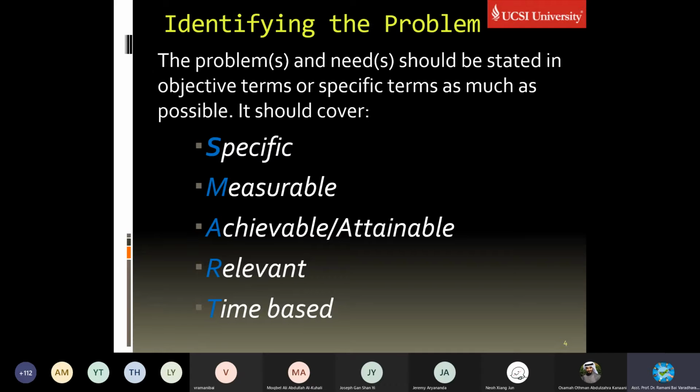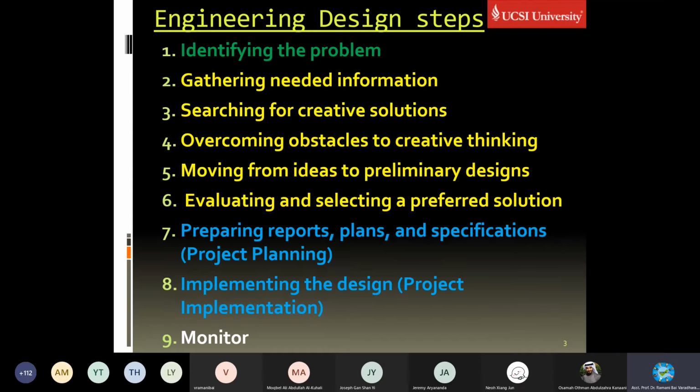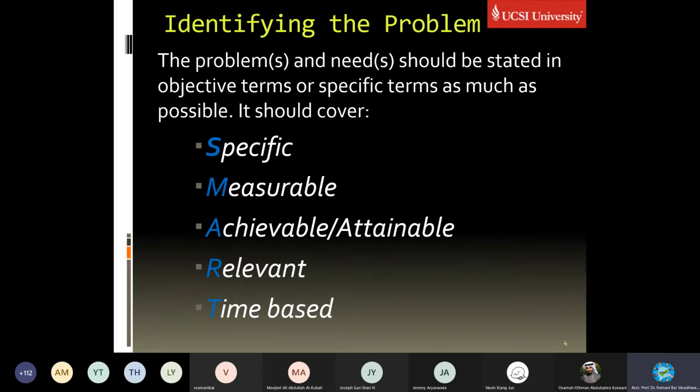Next is identifying the problem. Any questions so far? I just listed out the design steps, how to do the design steps. I repeat. Okay. There are 9 steps we have listed down for an engineering design. Identify, gather information, search for the creative solution, understand or overcome the obstacles, move the ideas to preliminary design, evaluate and select the preferred solution, prepare reports, plans, and so on, implement, and finally monitor. Remember this point.